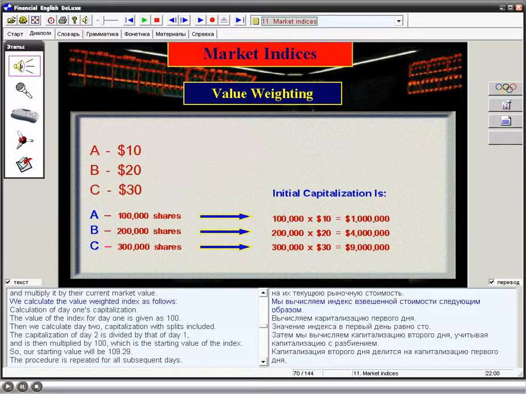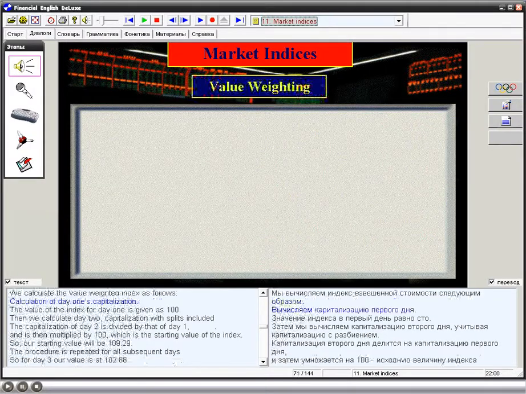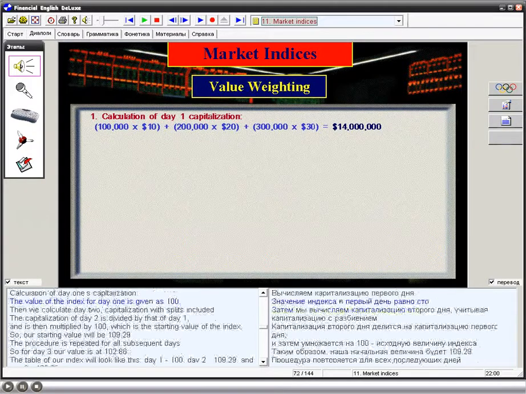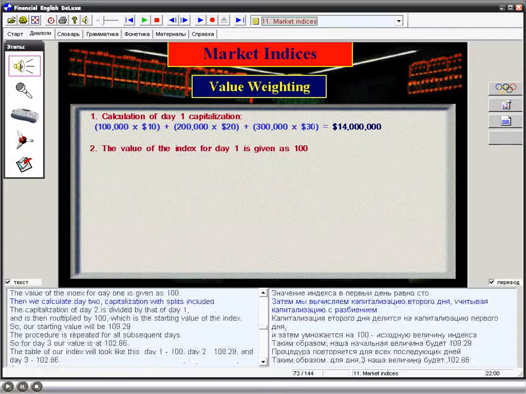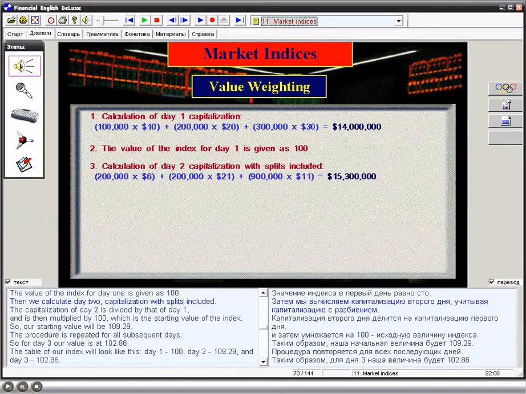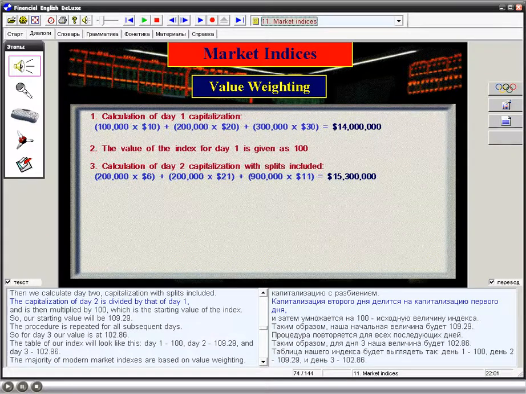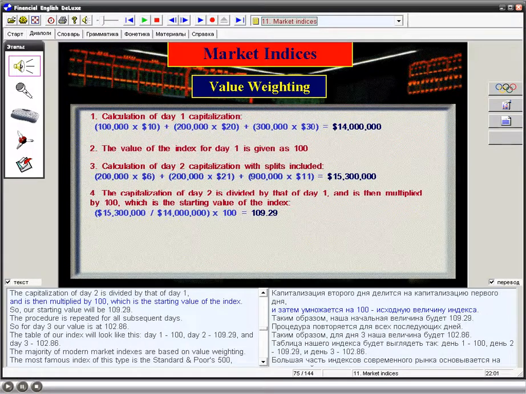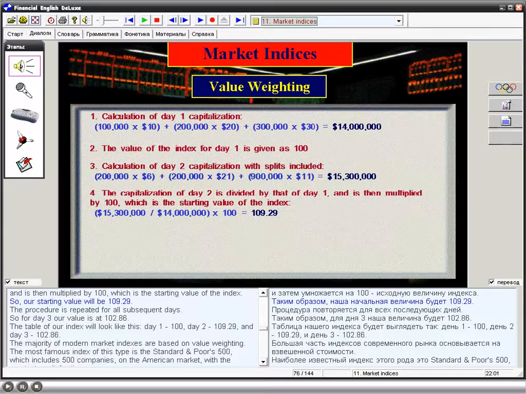We calculate a value-weighted index as follows. Calculation of day 1's capitalization. The value of the index for day 1 is given as 100. And we calculate day 2 capitalization with splits included. The capitalization of day 2 is divided by that of day 1, and is then multiplied by 100, which is the starting value of the index. So our value will be 109.29.